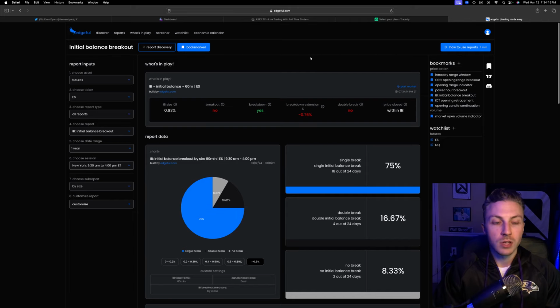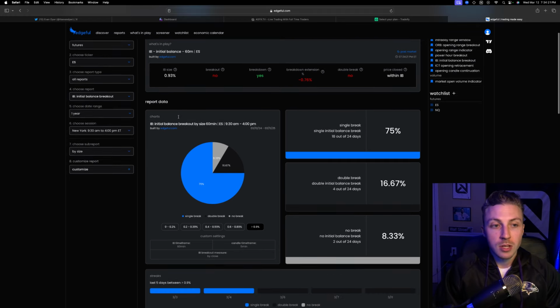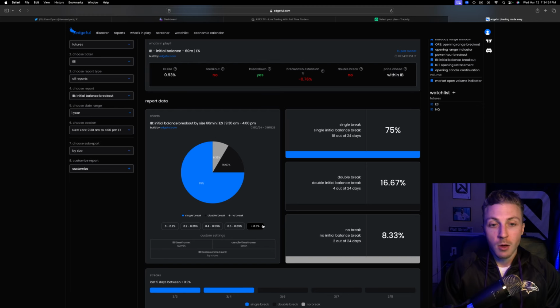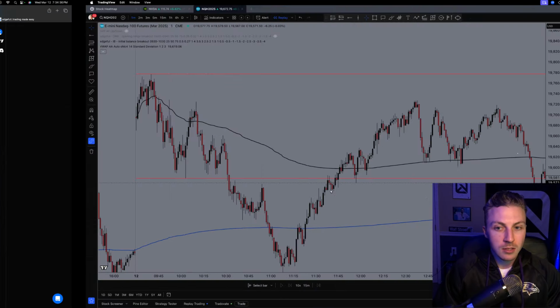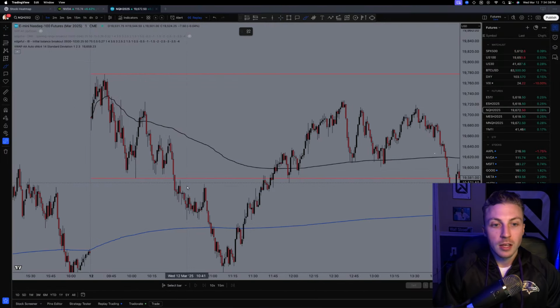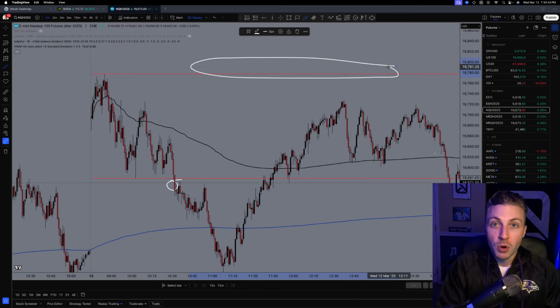So for anyone that doesn't know, Edgeful gives these great reports, and this is one of my favorites, the initial balance. You can see by size, 0.93% today is the size of it. Based off of that, that's the biggest filter they've got, because that doesn't really happen that often. That's a big open. But 4 out of the last 24, so 16% of the time of initial balances this size, do we break both sides? Clearly, we already took out the bottom today, so that really doesn't favor that we go all the way back up to the top and break both sides.